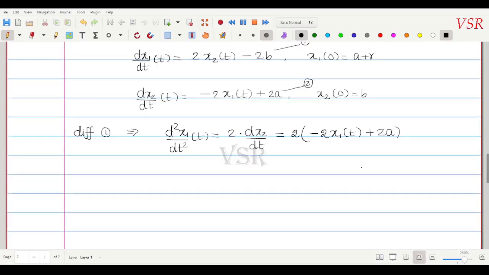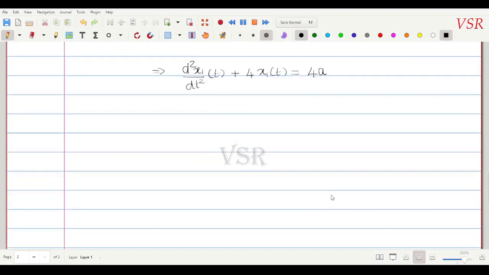Taking it separately, we will have d square x1 divided by dt square at the point t, plus, since the 4 is on the minus side, plus 4 times x1 of t is equal to 4a, a constant. So this is a second order differential equation. Okay? So how do we solve this?